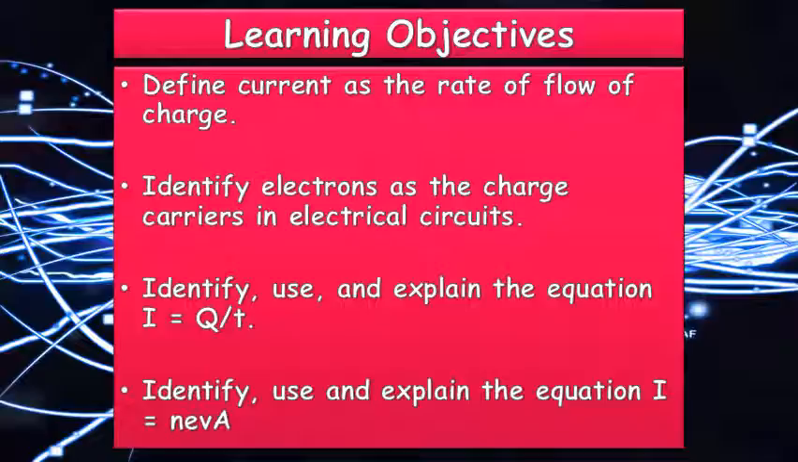1, to define current as the rate of flow of charge. 2, to identify electrons as the charge carriers in electrical circuits, reinforcing what we saw in the last lesson. And identify, use, and explain the equation I equals Q divided by T. And finally, identify, use, and explain the second equation I equals nevA.